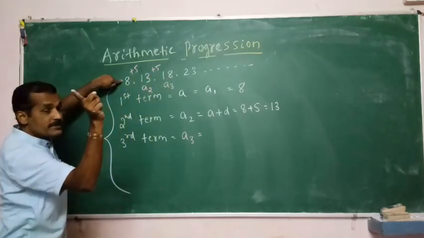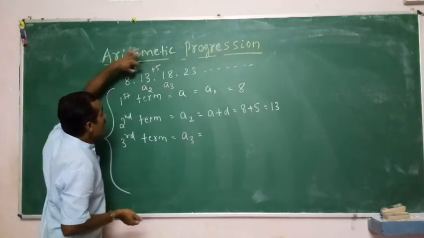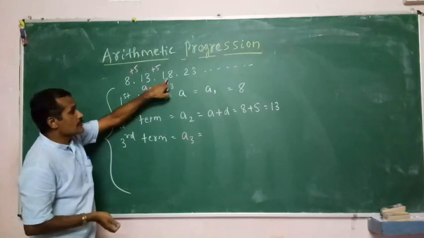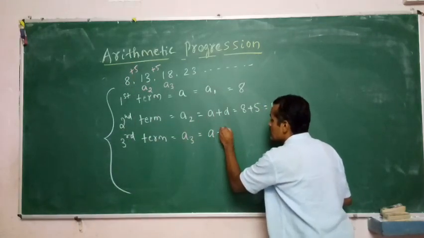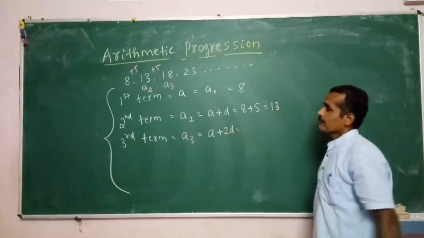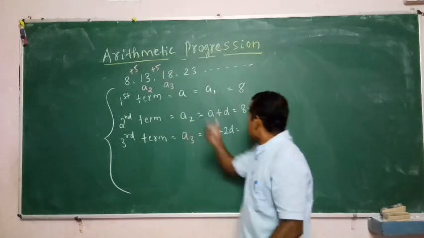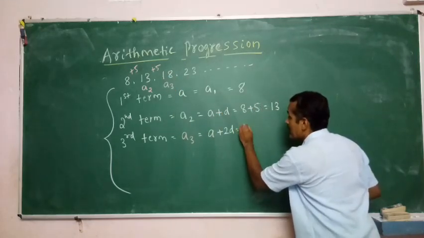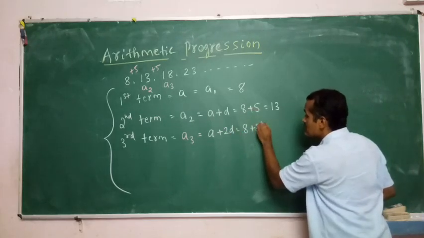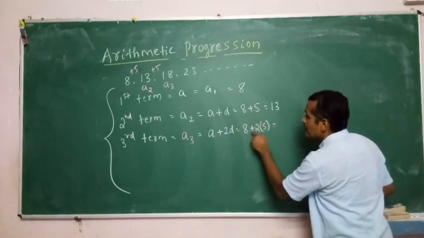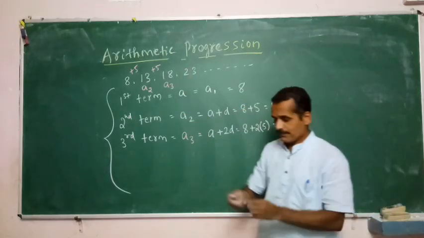This is very, very important. A and 2 times d: a plus 2d is equal to 18. I will write a3 is equal to a plus 2 times d. A plus 2 times d is equal to 18. I can write 8 is a. 2 times d is how much? D is 5, so it is 10. Plus a, equal to 18, is my third term.